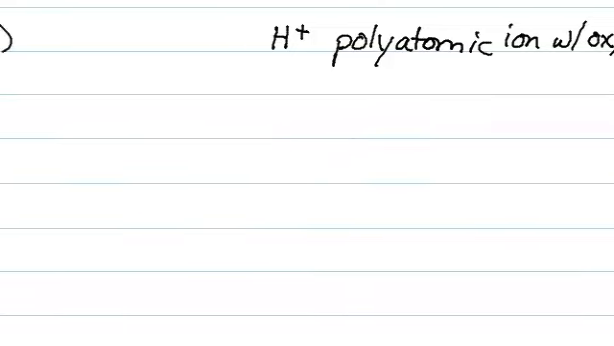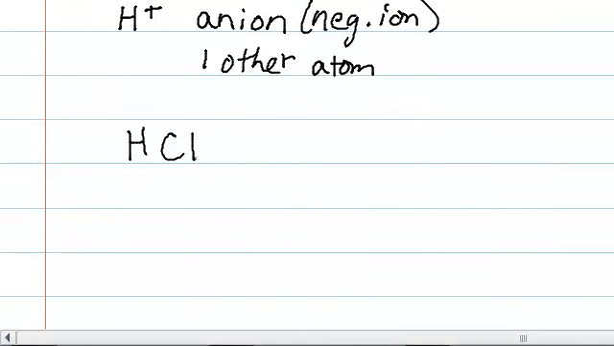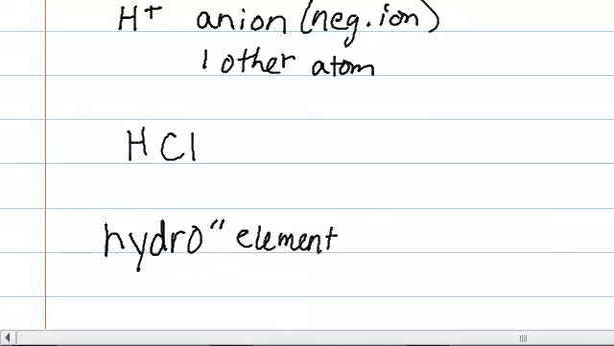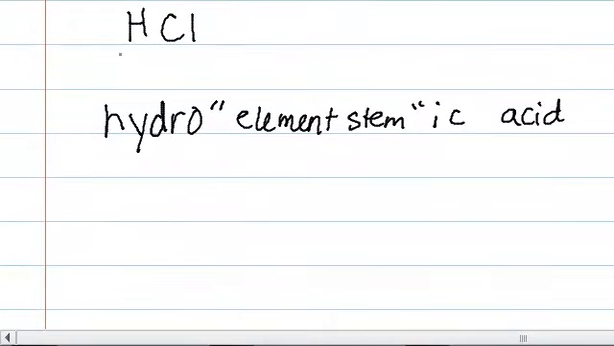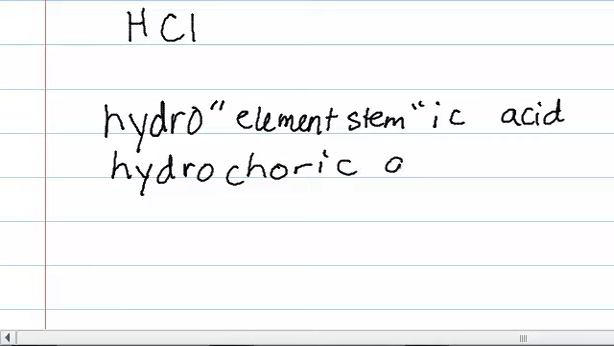So if we have a binary acid, like HCl, we name it with the prefix hydro. Then we get the stem of the element name. And we add ic and then acid to the end. So for chlorine, for HCl, our stem is chlor. So we have hydro, chlor, add the ic, acid, and we get hydrochloric acid.